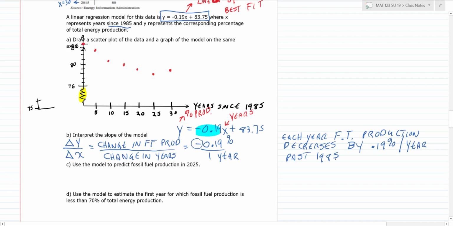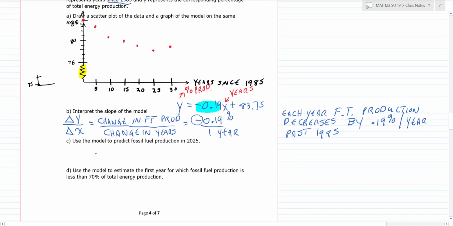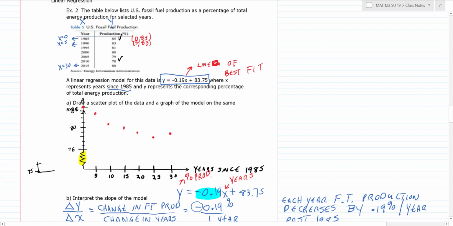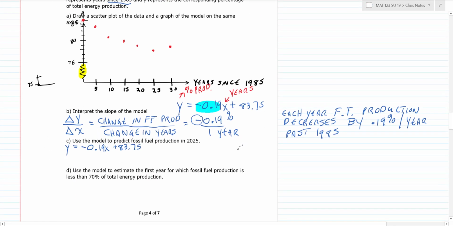It's basically a rise over run, but the rise is giving fossil fuel production and the run is giving change in years. So that is what that interpretation means. You want to know what these things mean, okay? So what we're going to do is use the model to predict the fossil fuel production in 2025. Again, we write down our regression equation: y equals negative 0.19x plus 83.75. Now, we're not going to plug 2025 in. Remember, if you look at your data here, x is the year, y is the fossil fuel production. You've got to figure out how many years this is.